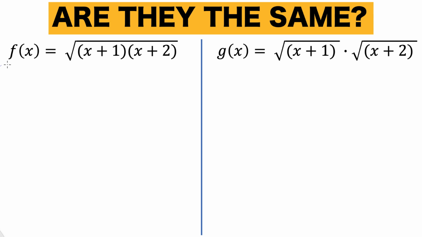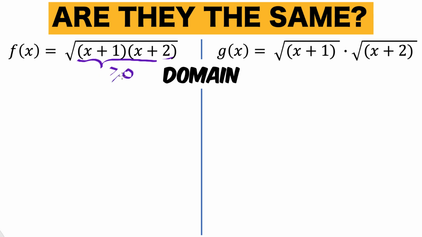What we can do is we are going to look for their domain. When the domain is not specified whether it's in the set of real numbers or complex numbers, the assumption is we are solving this for the set of real numbers. In order for f to be defined, its radicand, the quantity x plus 1 times the quantity x plus 2, must be greater than or equal to 0 or non-negative. In the case of g, the quantity x plus 1 must be greater than or equal to 0, and the quantity x plus 2 must also be greater than or equal to 0.